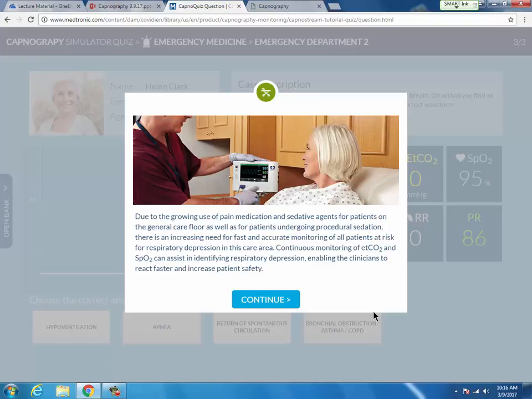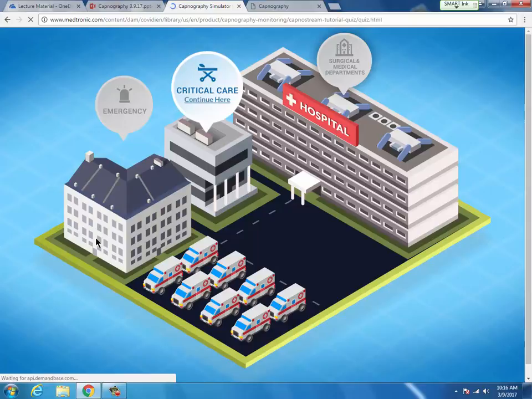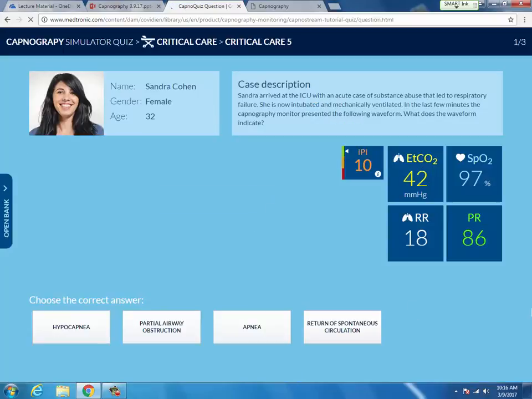Due to the growing use of pain medication and sedative agents for patients on the general care floor, as well as patients undergoing procedural sedation, there's increasing need for aspiration. Okay, never mind. All right, so now we're going to go to the ICU, just because the waveforms are the same no matter where you're at, and I want to see them.